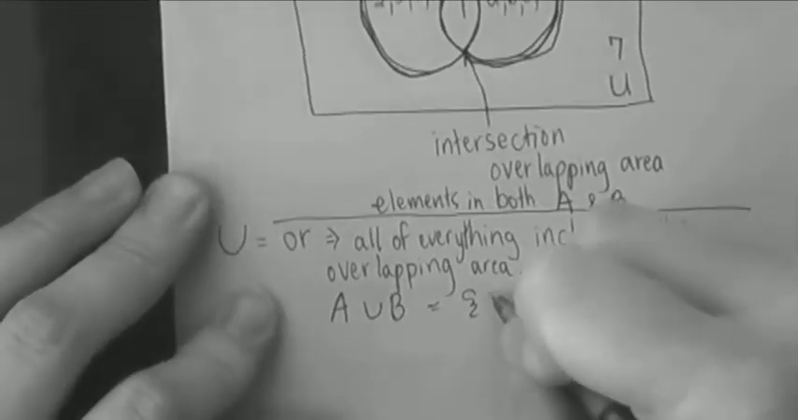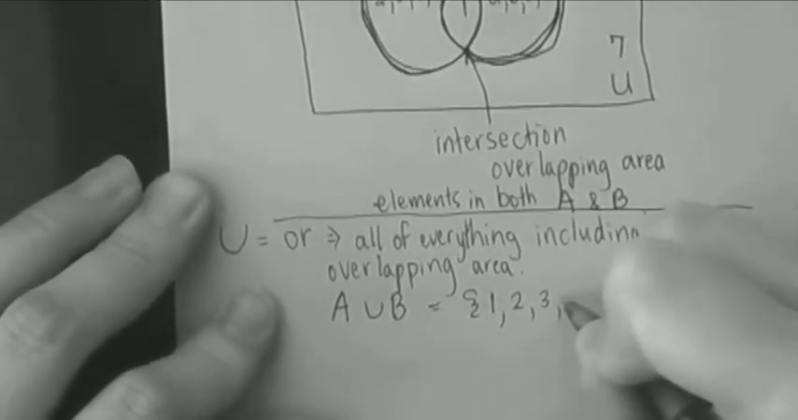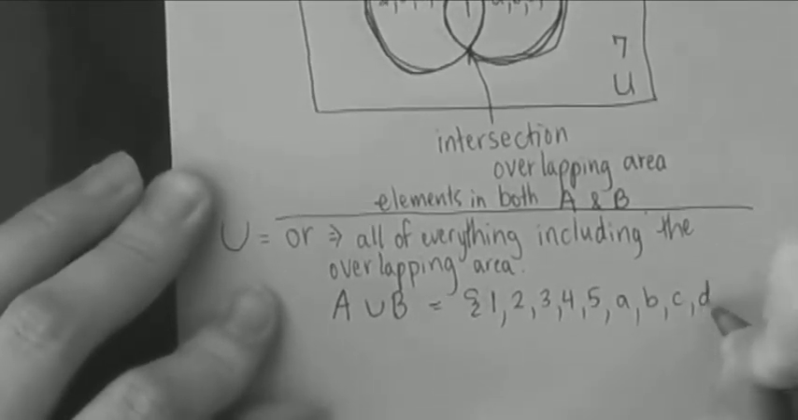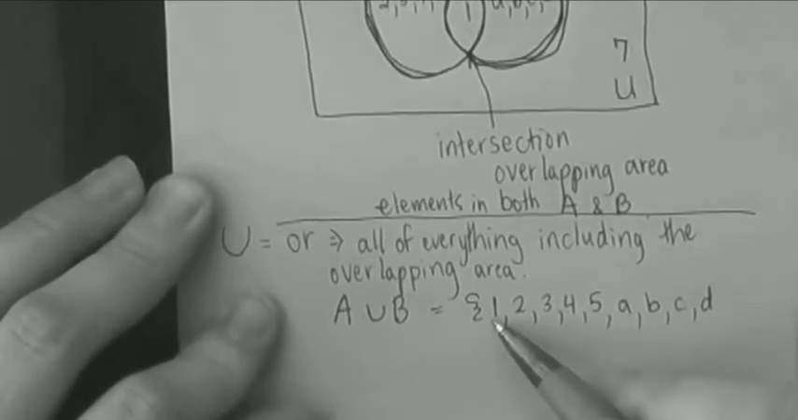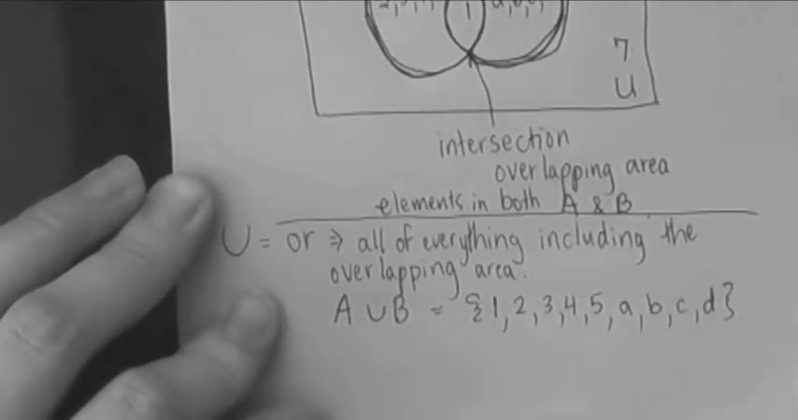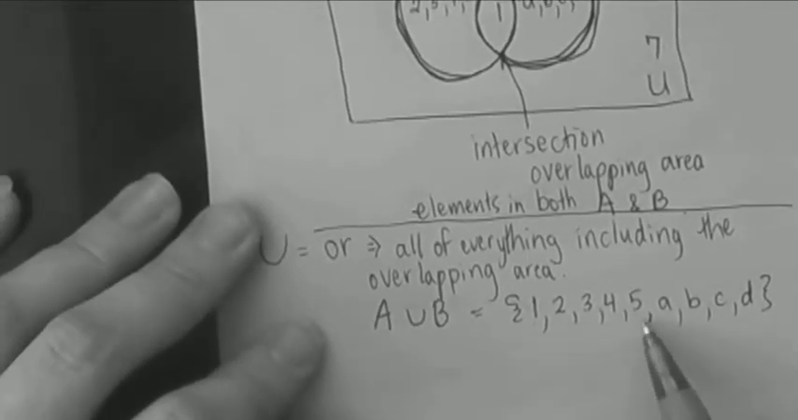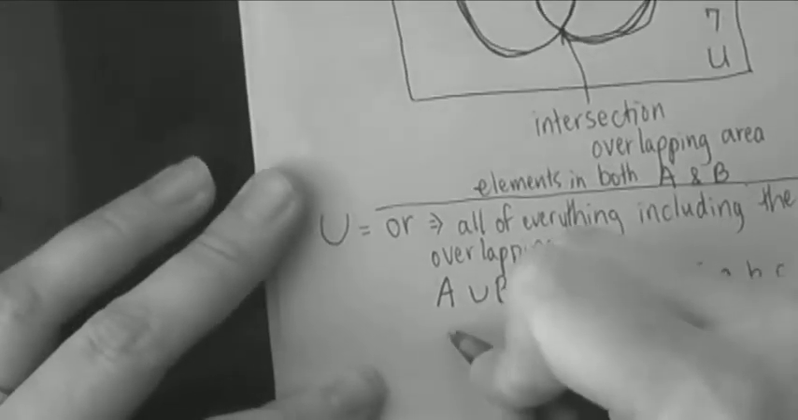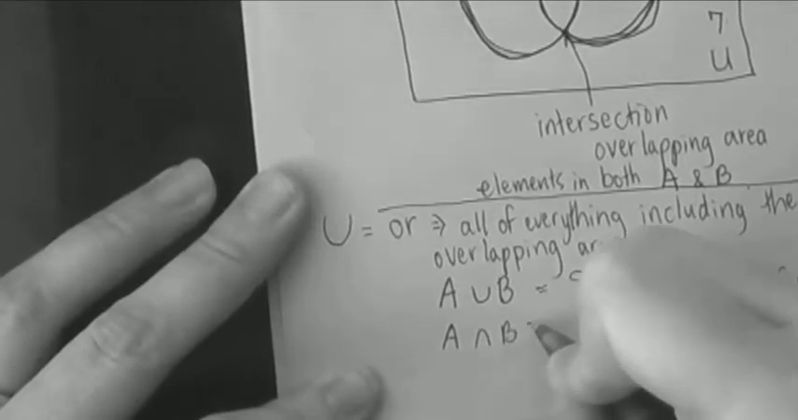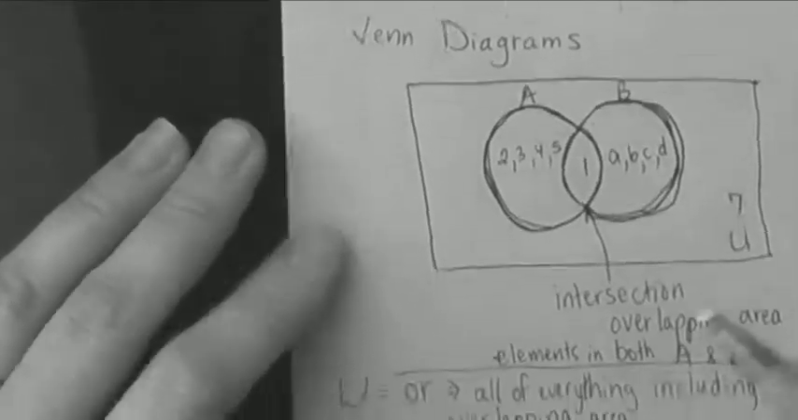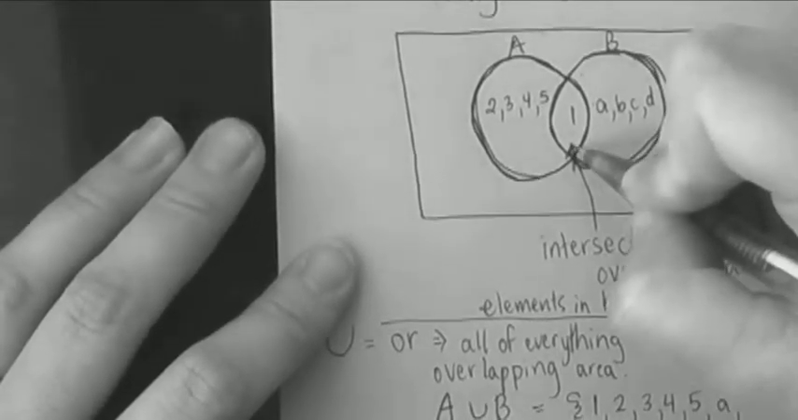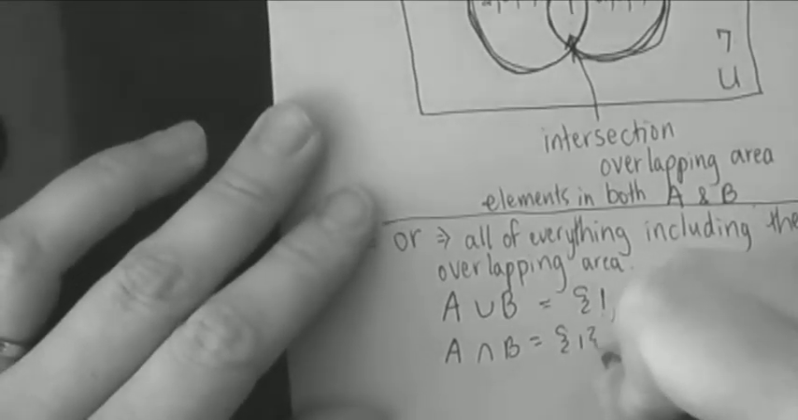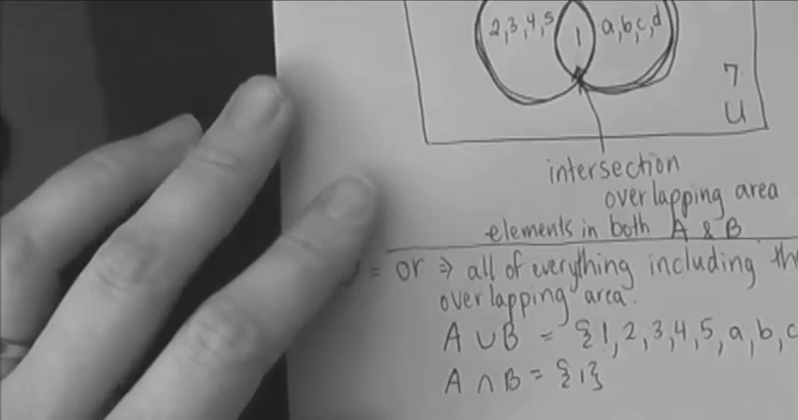So here I like to start just by listing off the elements in A, 1, 2, 3, 4, 5, and then I list off the elements in B, but when I get to that 1 at the end, I don't write 1 again because I've already written 1 in there, and then I just end my curly brace. So A union B is {1, 2, 3, 4, 5, A, B, C, D}. And if we were to write out the intersection, A intersect B, well, we said that was the overlapping area. Let me point up there, that overlapping area. And so that is the set {1}. And that's all there is to union and intersection.